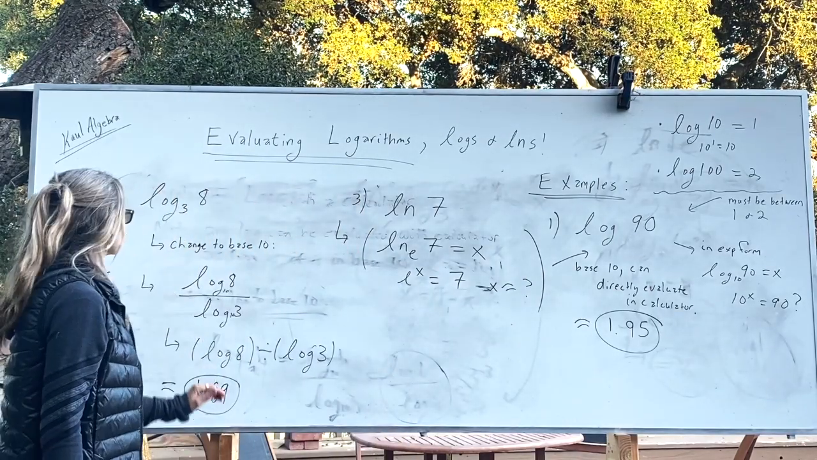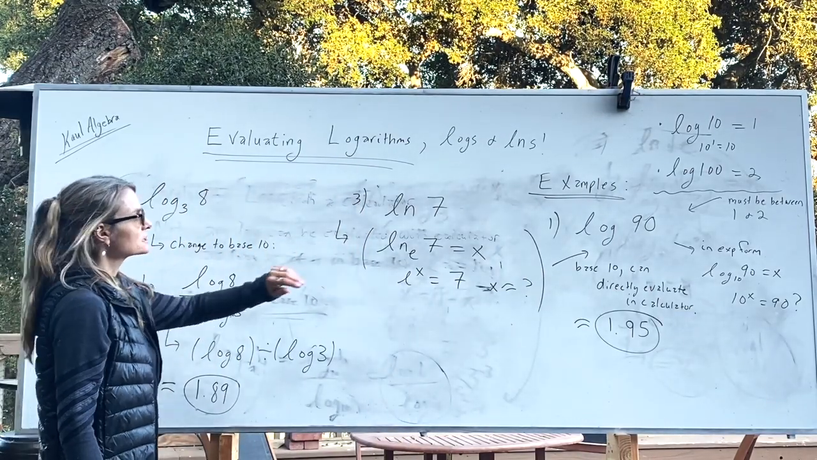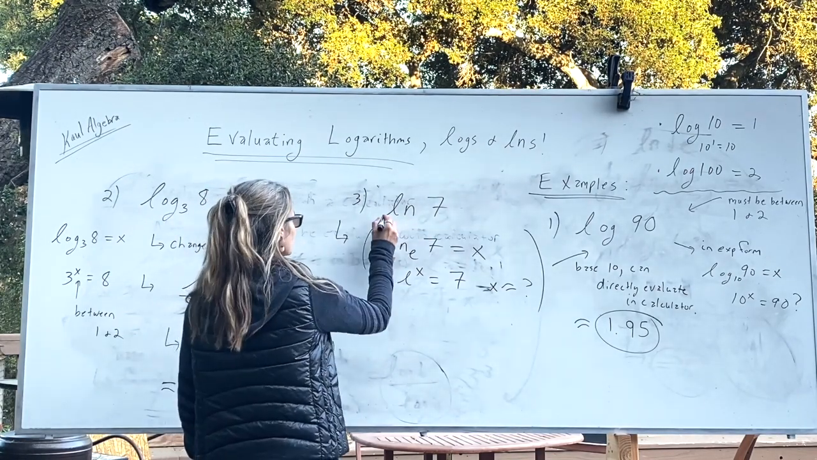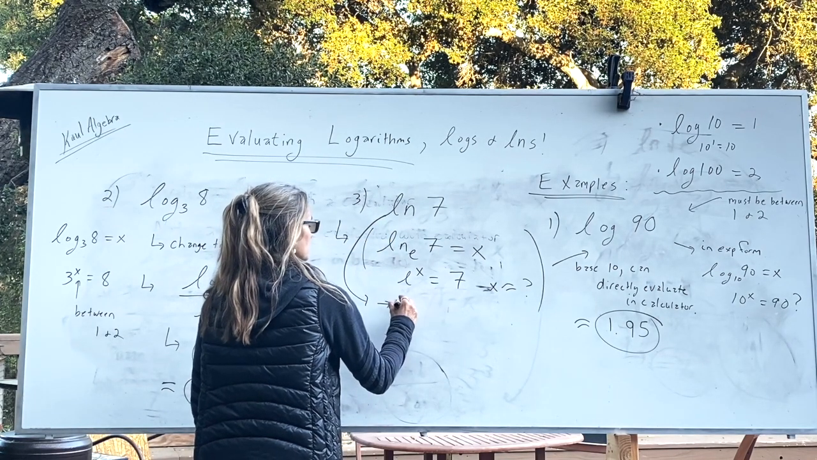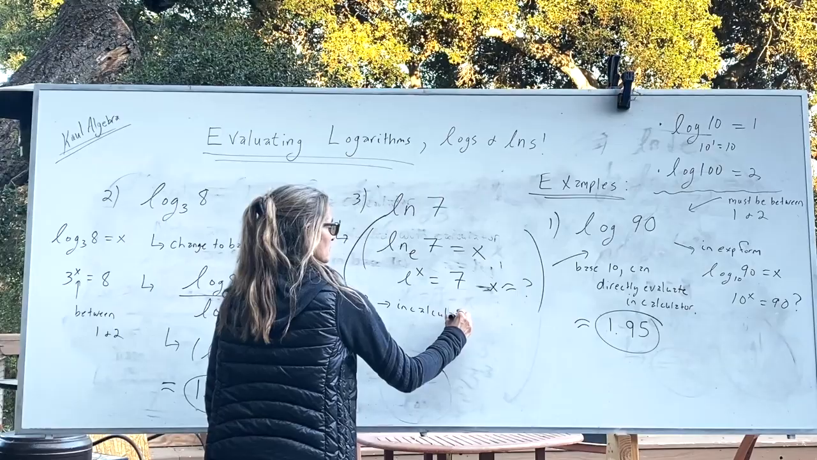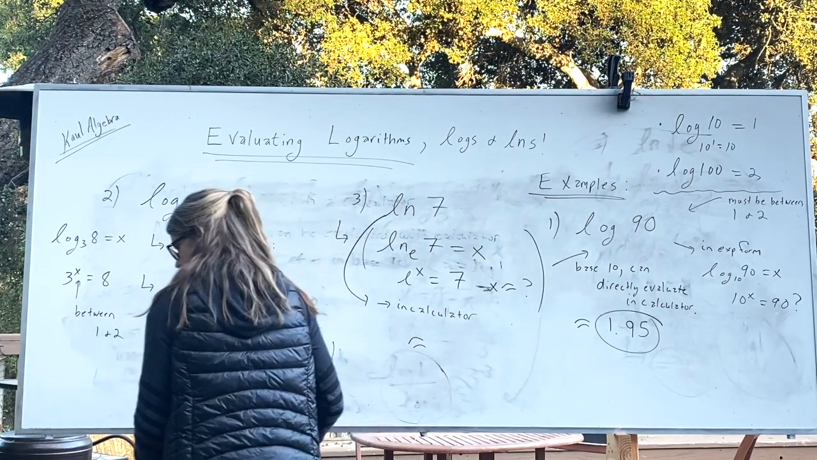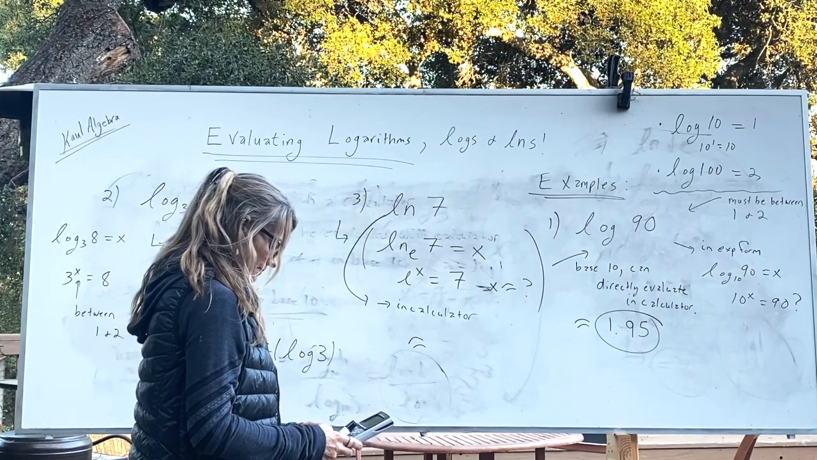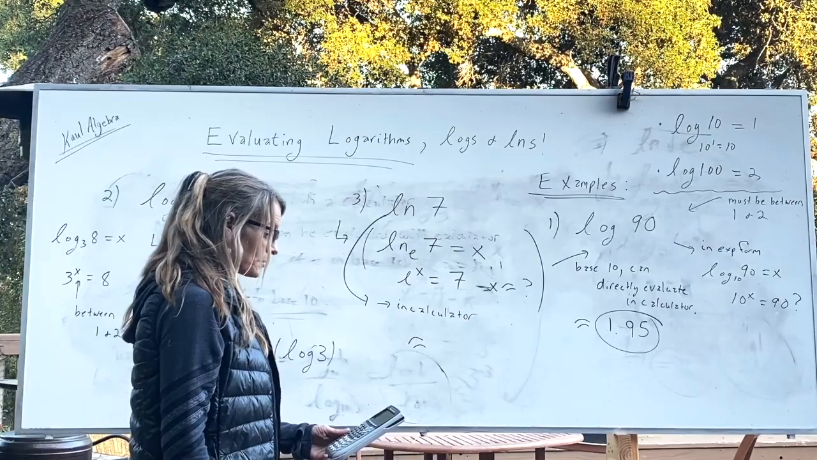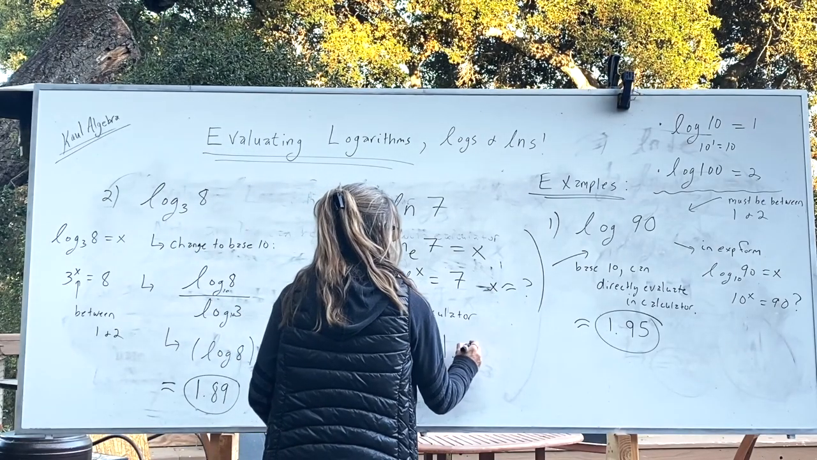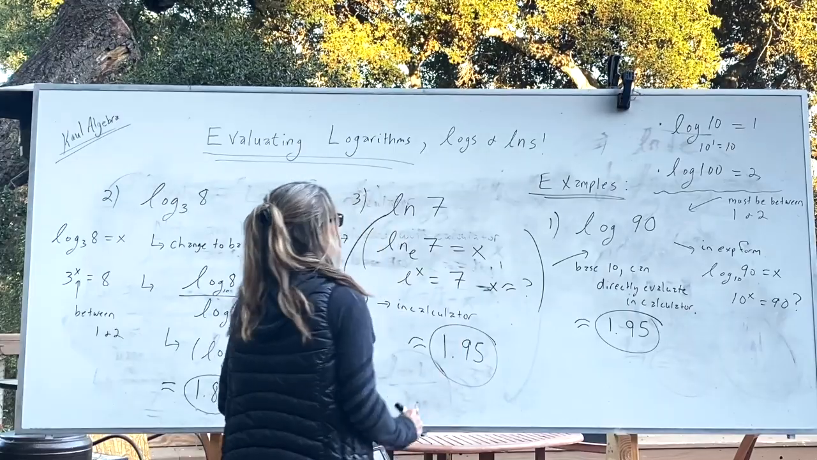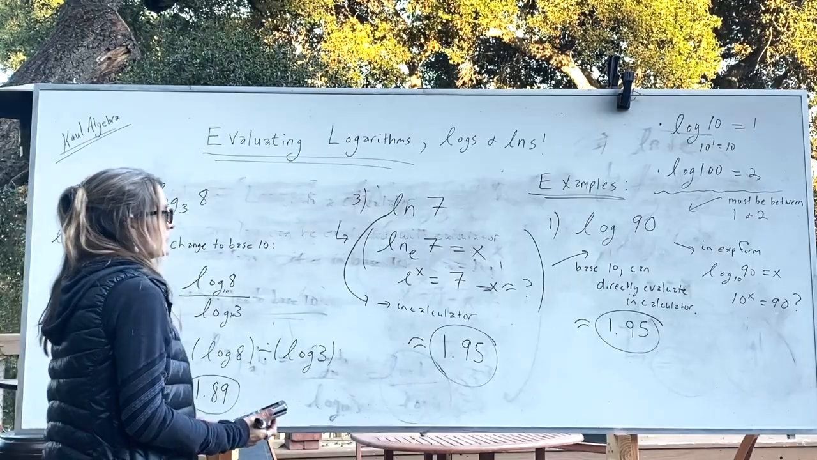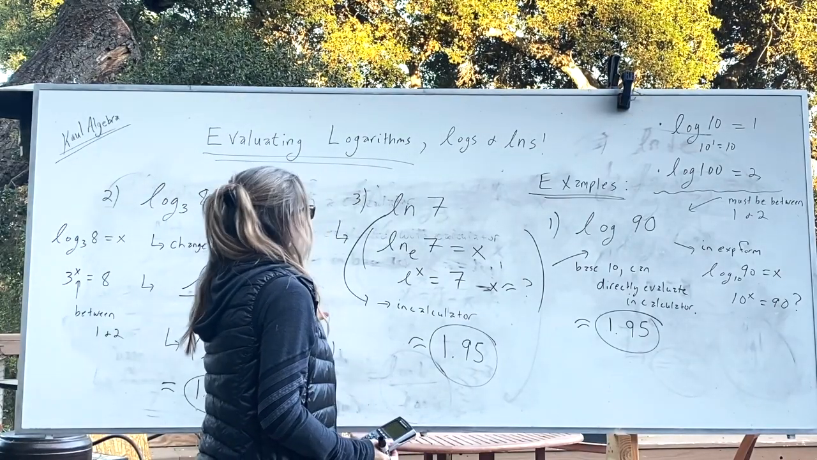In this case, just like with logs, I could just directly put this in. ln's always have a base e, so you put it in the calculator. I get an approximate value. I put my ln of 7 in, and I get an output of 1.95. And that's my value. So now you can go ahead and practice these on your own.